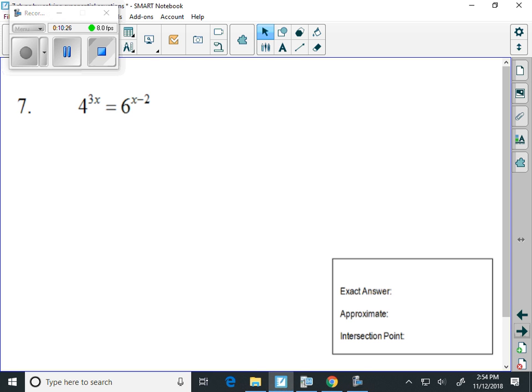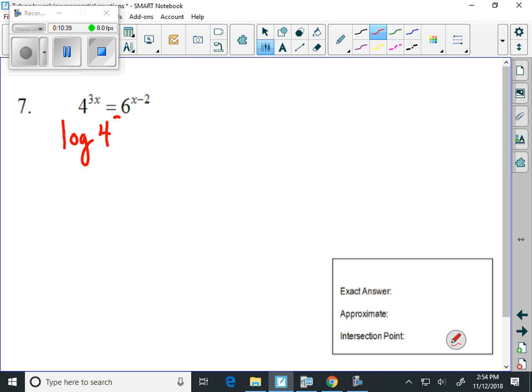Number 7. 4 to the 3x equals 6 to the x minus 2. And again, these are both isolated already, so we can just start right in. We're going to put a log of 4 to the 3x equals log of 6 to the x minus 2. Next, we need to deal with these exponents here, the 3x and the x minus 2.